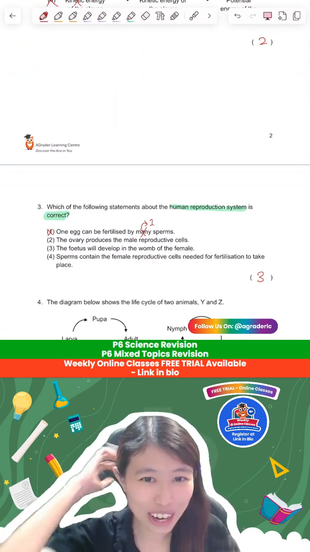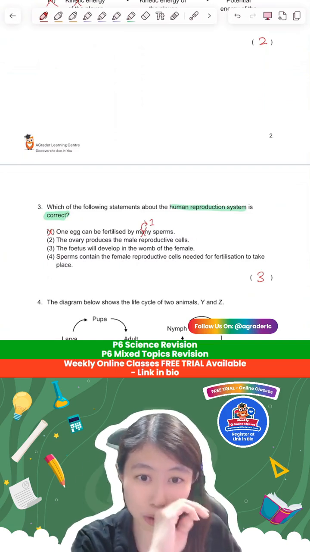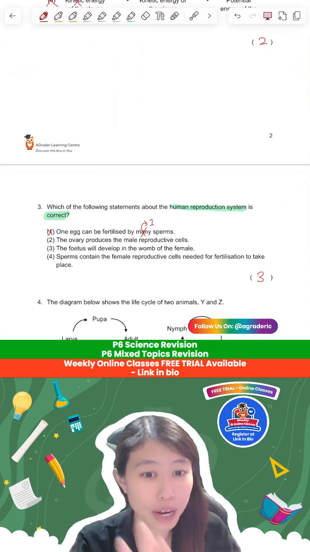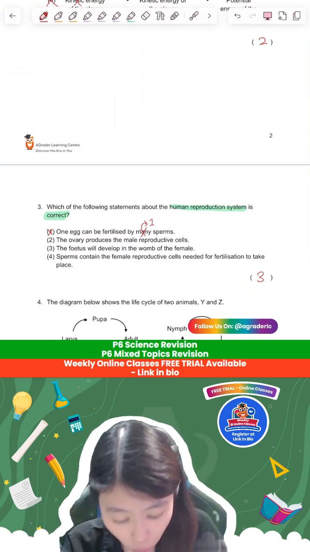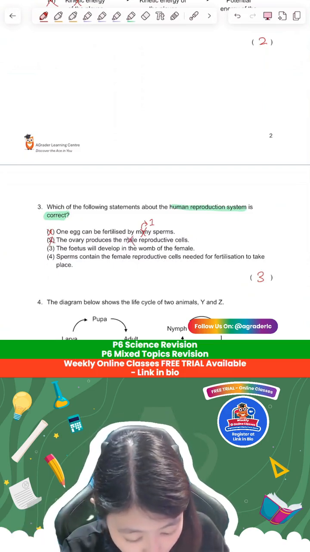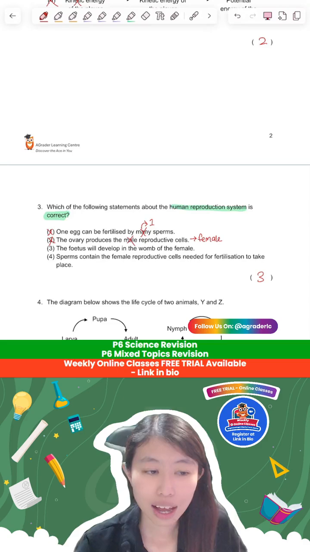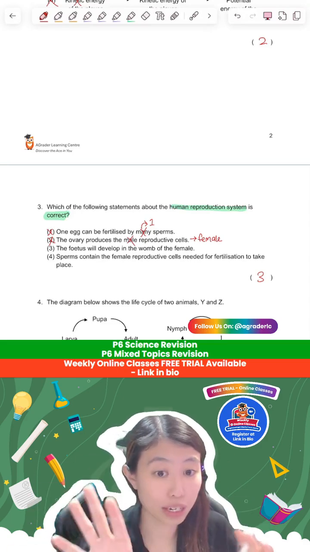Okay, all right, yes, the ovary. I move on to point number 2 first. Understand already? The ovary produces the male reproductive cell. This is totally wrong because the ovary doesn't produce male; it produces the female reproductive cell. They produce the eggs. And triplets means it will split into 3.